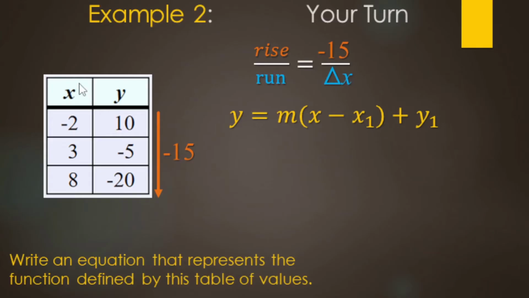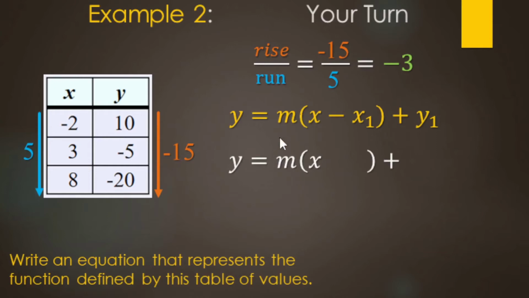Now for the run, we're going to look at the x column, negative 2 to 3 to 8. Those are going up by 5. You can use subtraction with this also if you want. 8 minus 3 does make 5. So our change in x's is going to be a 5. So for the slope, that's going to be a negative divided by a positive, so that'll be a negative, and then 15 divided by 5 does make a negative 3. So now we know that our slope is going to be a negative 3.